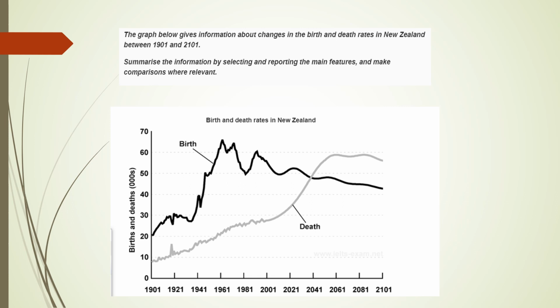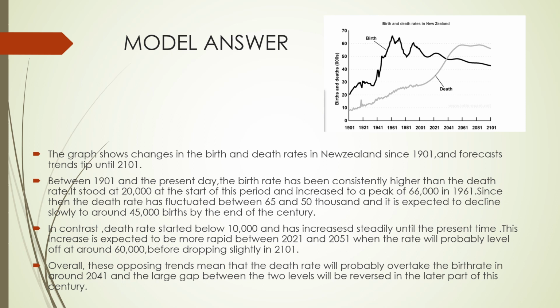Okay, you need to pick out the thesis statement or the introduction. You can get it from the question itself. Okay, right. So the graph shows changes in birth and death rates in New Zealand since 1901 and forecast means predicts, because we don't know what is going to happen in 2101. We can only predict it. So trends up to 2101. So that is going to be your introduction. Very simple and sweet. That is the thesis statement, right?